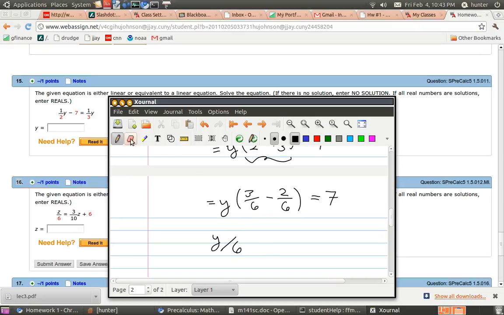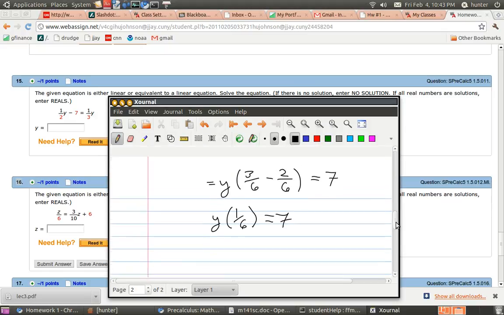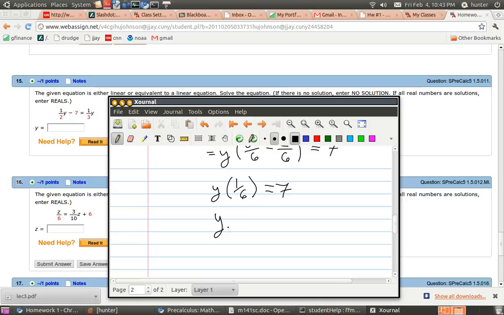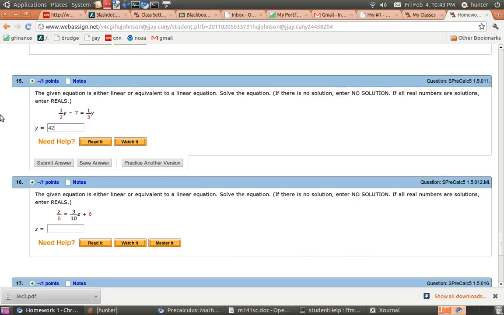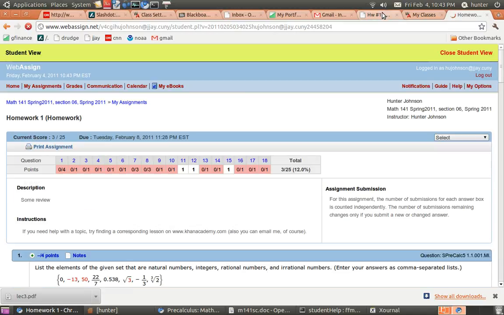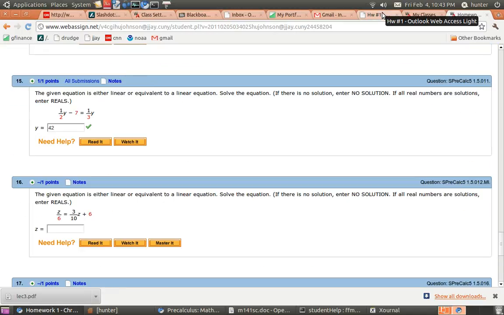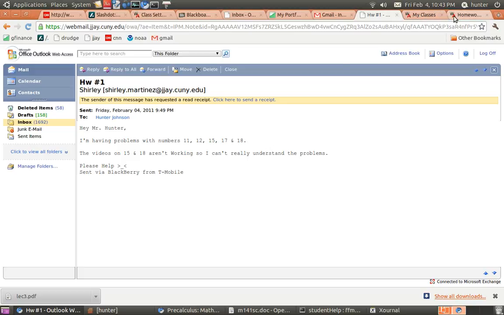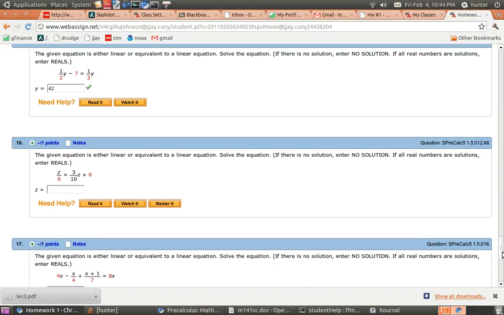So y times 1/6 is equal to 7. I should slow down, maybe. Now I want to get y by itself, which is how you finally solve the equation. I just multiply both sides by 6, and it kills this fraction, and 6 times 7 is 42. Let's see what it thinks about 42. It liked it. Okay, 15, 17, and 18.